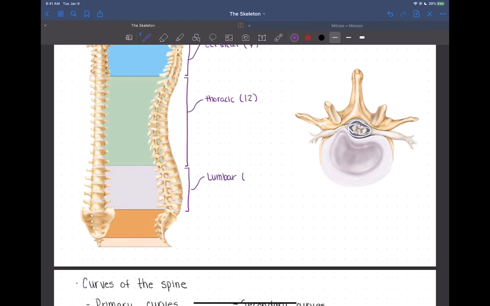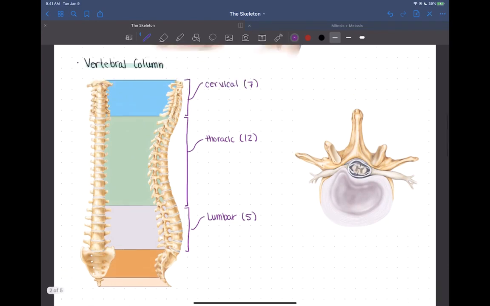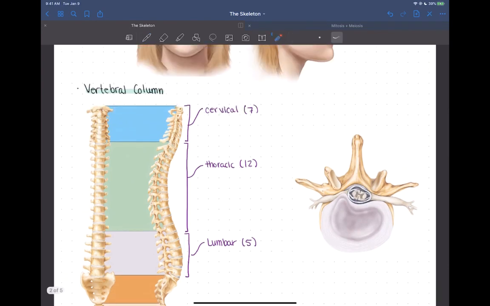Okay, so with lumbar, there are 5 lumbar vertebrae. One way to remember, and you should know how many vertebrae of each, is that there's 7, 12, and 5. I just remember you eat breakfast at 7, lunch at 12, and dinner at 5. That's one way to remember cervical, thoracic, and lumbar vertebrae.